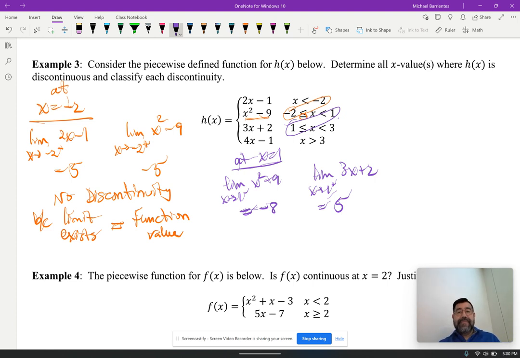What does this tell us? This tells us that from the left side, the second piece is going towards negative 8. But the right side, or the third piece from the right side, is going towards positive 5. And they're not going towards the same place. So not only does the limit not exist, it doesn't exist because there's a jump in the graph. And so this is a non-removable discontinuity, or a jump discontinuity.